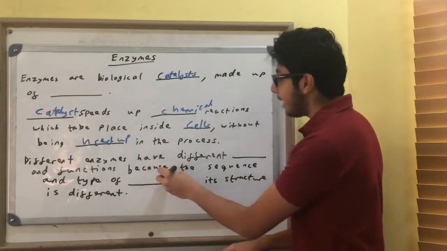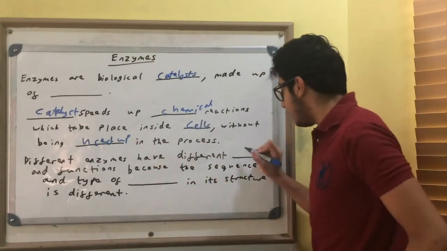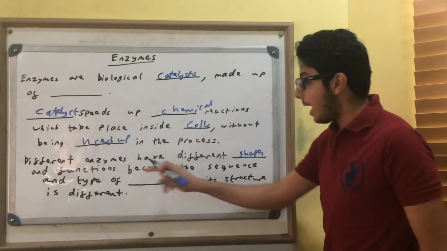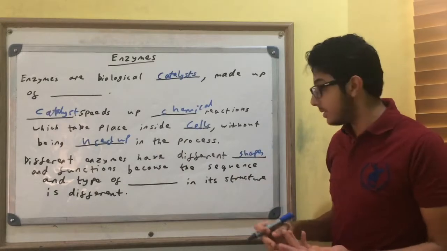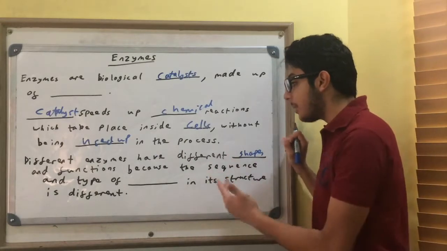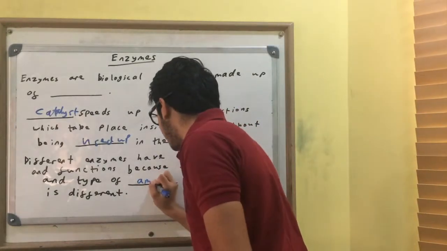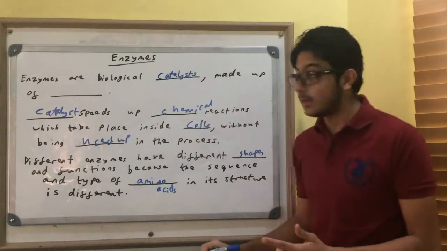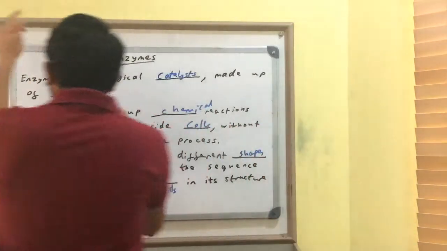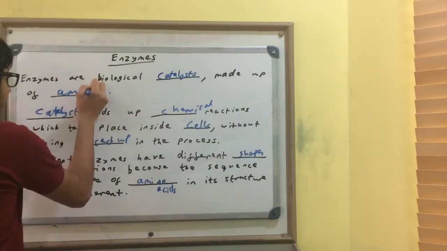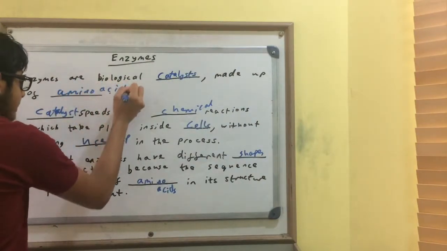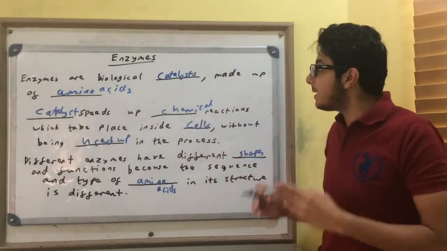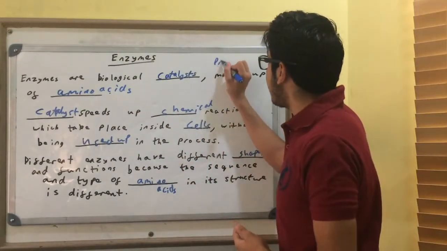And different enzymes have different shapes and therefore different functions, because the sequence and type of amino acids in their structure is different. Okay, enzymes are made up of amino acids. And what is an amino acid? Well, amino acids make up protein. So an enzyme is basically a protein.